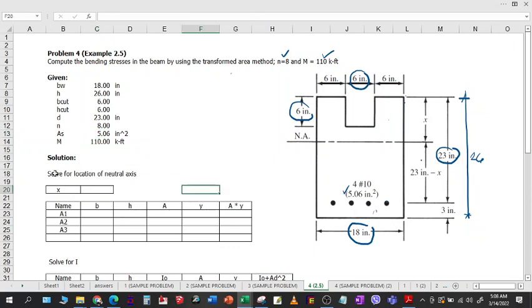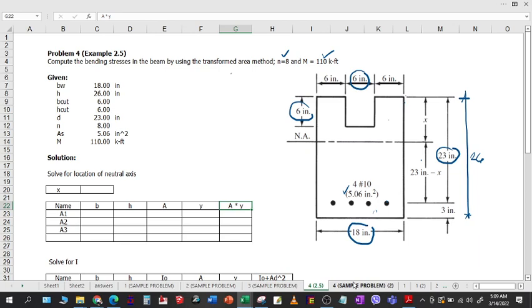Alright, so to locate the neutral axis, let us have a summation of moment of each area. So that is why we have here A times barred y of all the areas. And then we are going to equate the area of concrete and the area of steel, or A barred y of concrete and A barred y of steel.